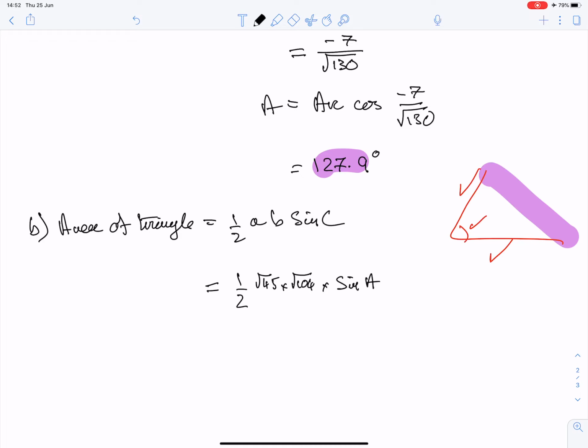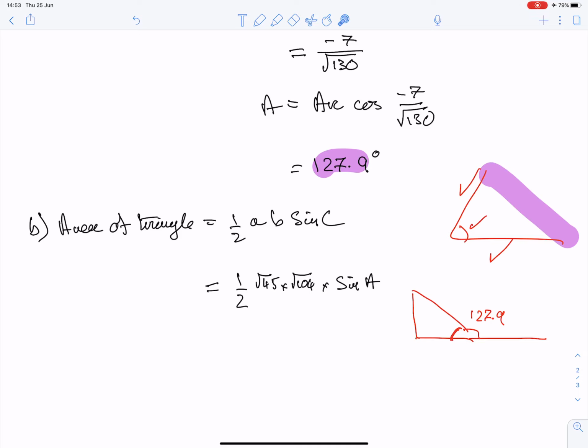Now, we've got to be slightly careful here because we can't use a calculator. If we think of the angle as we've got it there, then sine of that angle is the same as sine of this angle here that I've just labelled in. So sine of 127.9 is the same as the sine of this angle in here, same as that one.